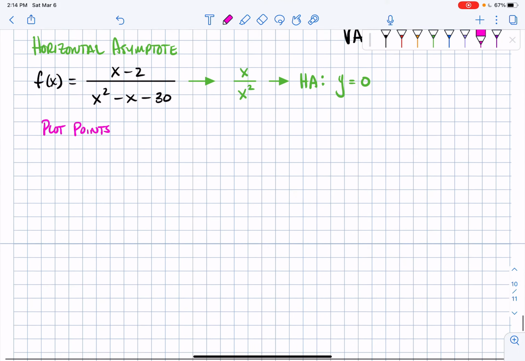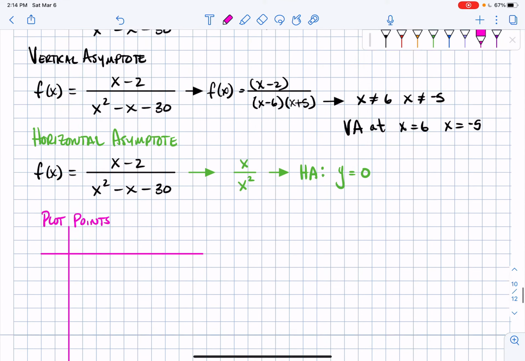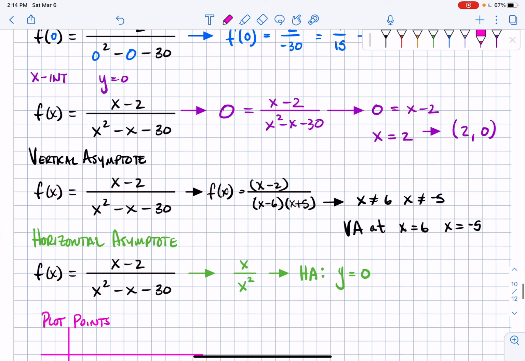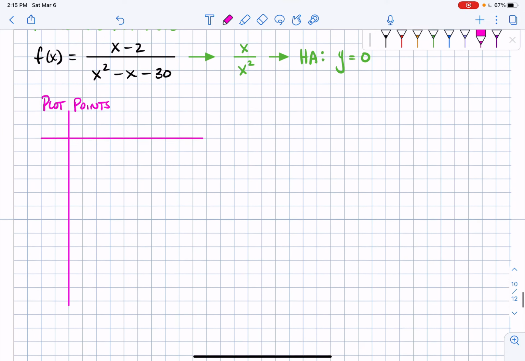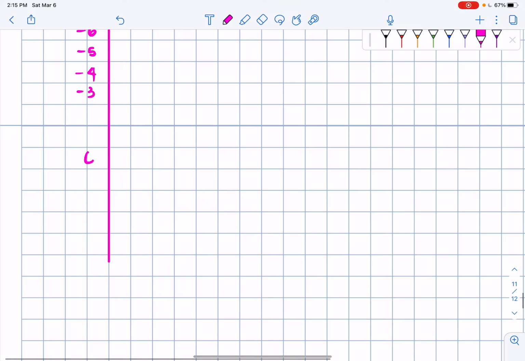One of the things I say to you guys with plotting points is that we should make a table. And I should definitely look at my vertical asymptotes, which were 6 and negative 5. So let's say I use negative 5. I should take 2 to the left of that, negative 7. Oh, how about negative 6 and negative 7? 2 to the right, negative 4, negative 3. And then I have a 6. 2 to the left is 5 and 4. And to the right will be 7 and 8.